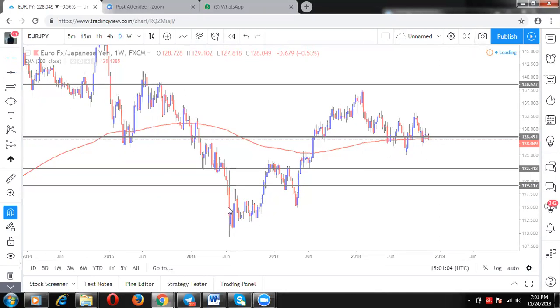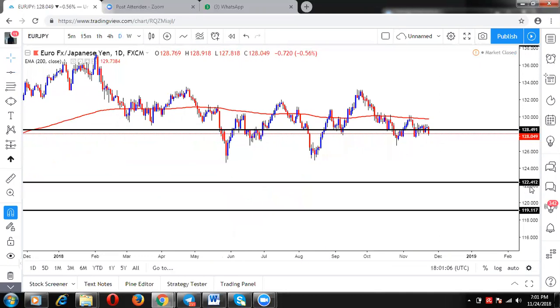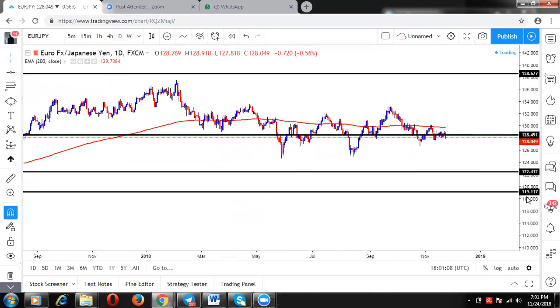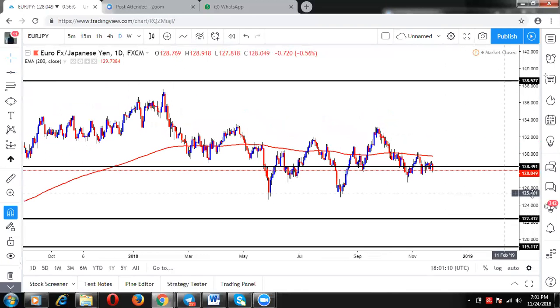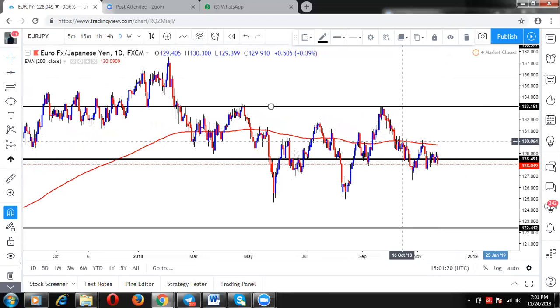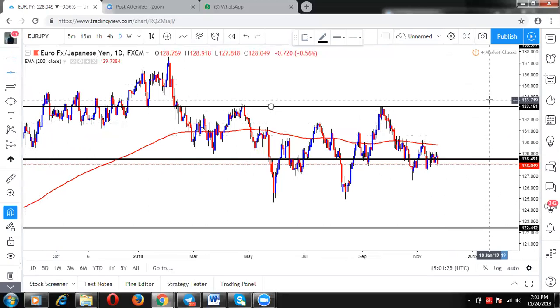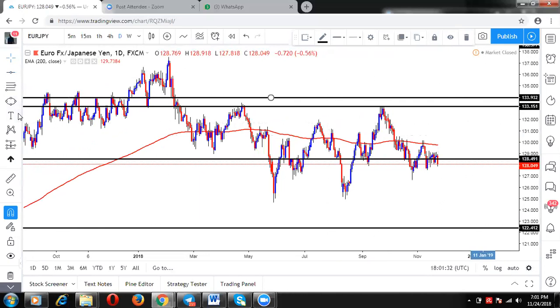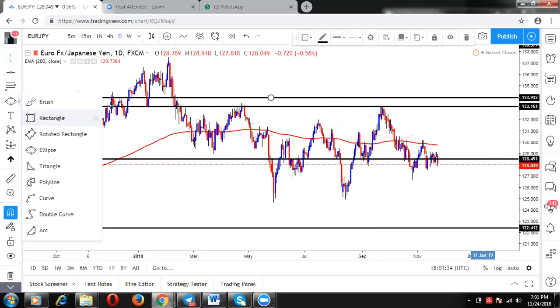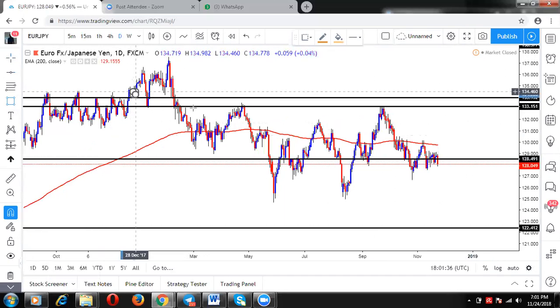Then I'll go to the daily time frame. I'll find my support and resistance zone there. I'm going to mark this up. The daily is where I mark up my zone. So I'm going to look at the closest resistance I have to that. Then that will give me my zone. So I'll mark that up. I'll just box it up.